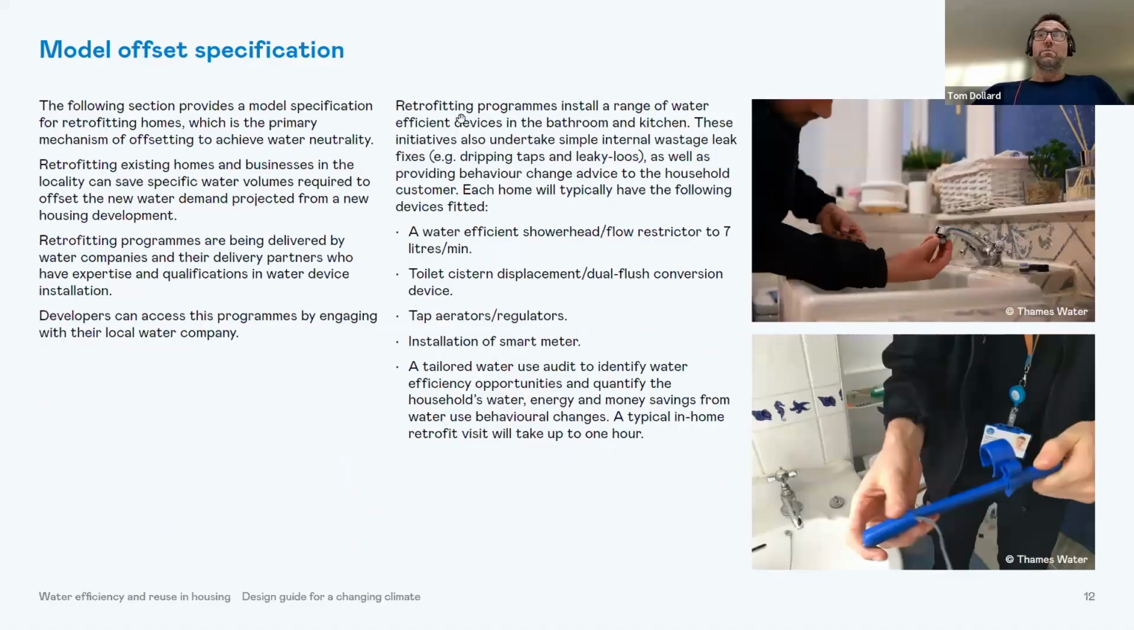And then the model offset specification. So again, this was led by some of the water companies. Shout out to Thames Water here, but others doing similar things of going into retrofit homes, both installing smart meters, but also looking at retrofit and how they can offset certain amounts of water in their resource zones. And these are the sorts of things that they're doing.